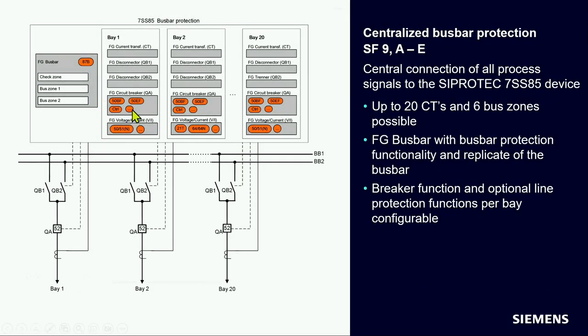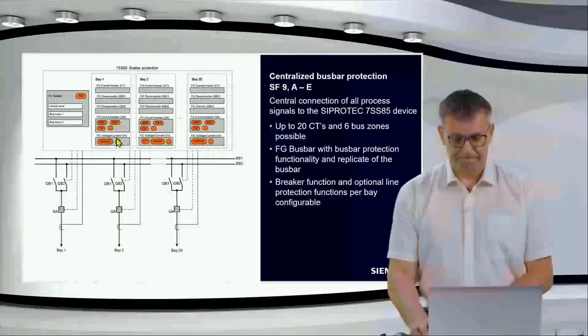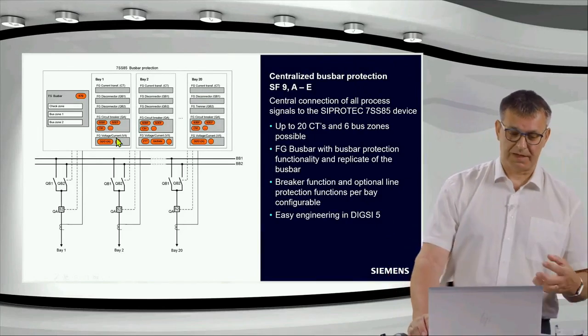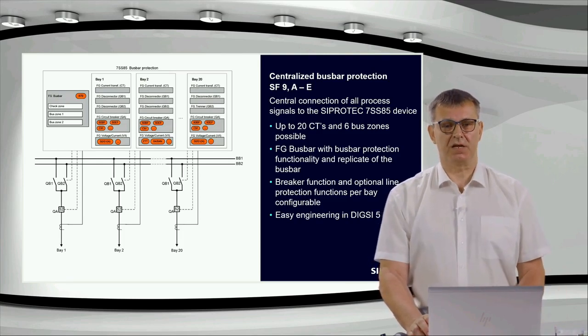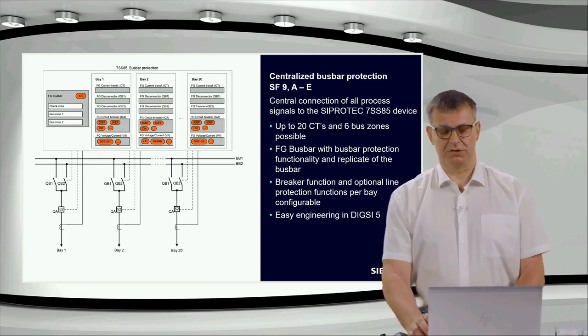Inside the function group circuit breaker is the circuit breaker failure protection. For additional backup functionality like overcurrent protection and directional overcurrent protection, we can also create a function group voltage current. Essential also is that we have a very easy engineering for our centralized busbar protection. The engineering I showed in detail 5 weeks ago in our third tutorial.